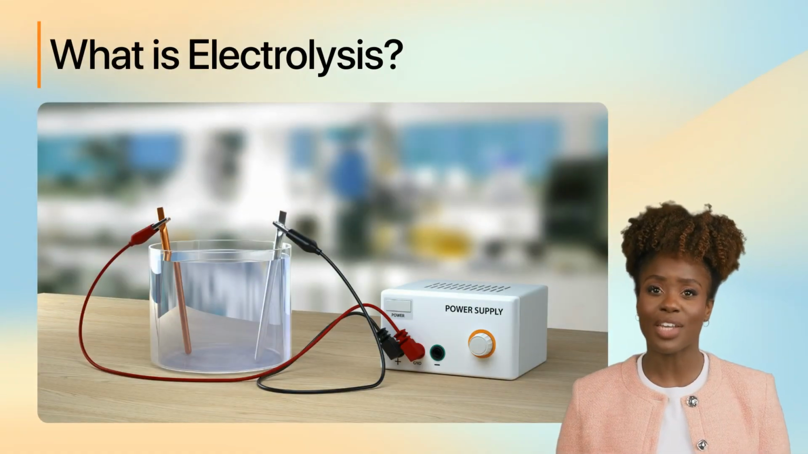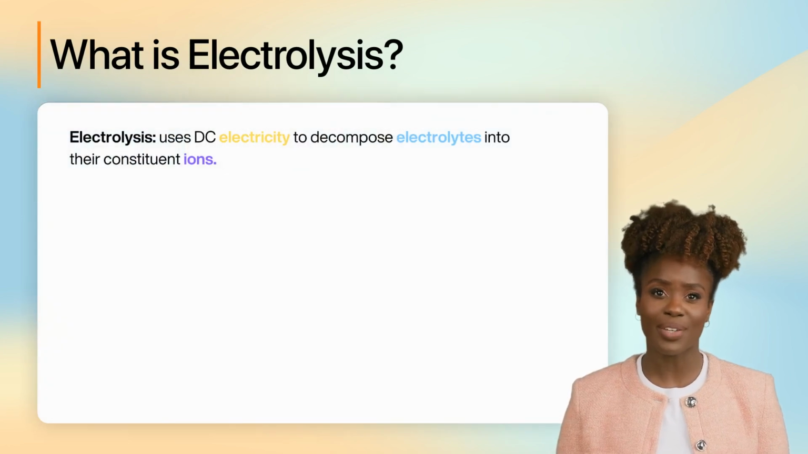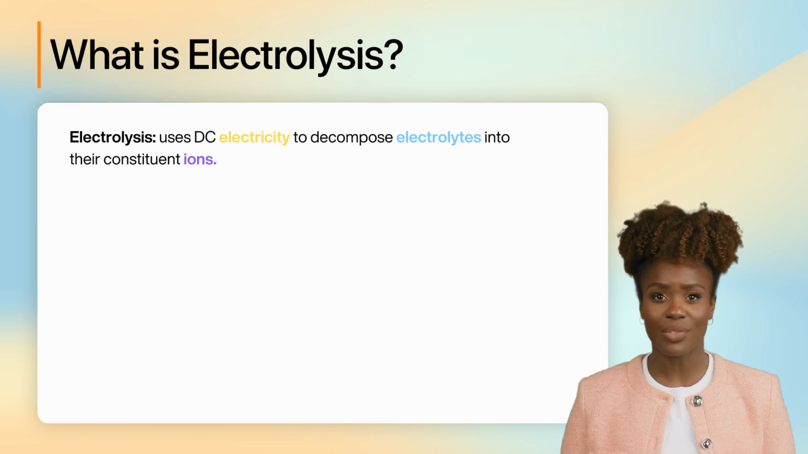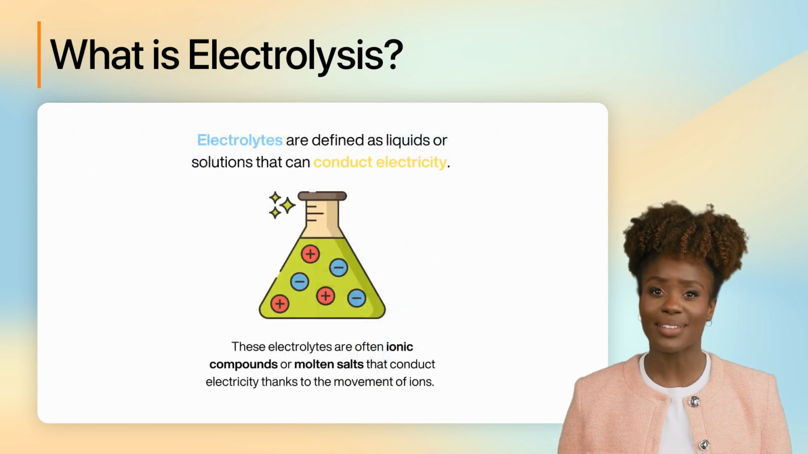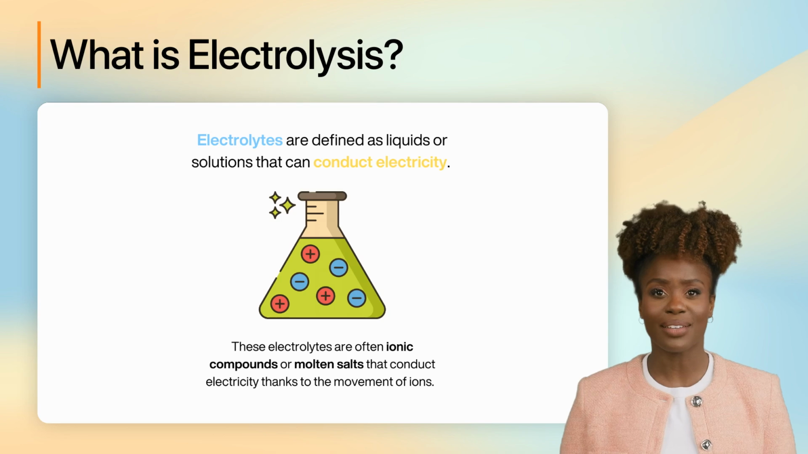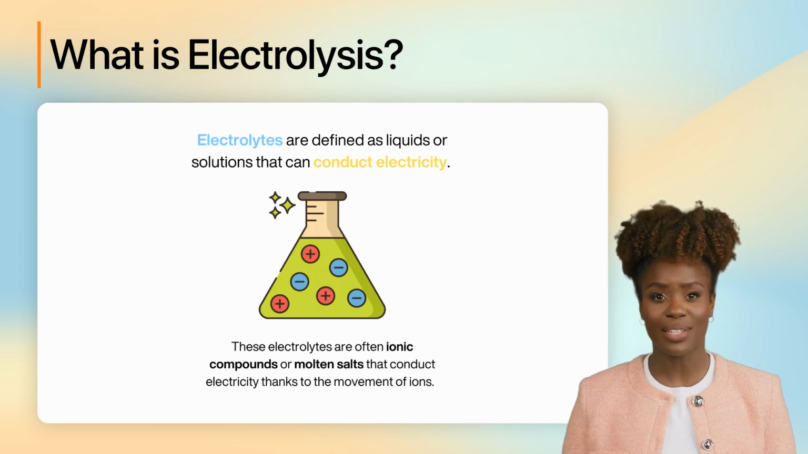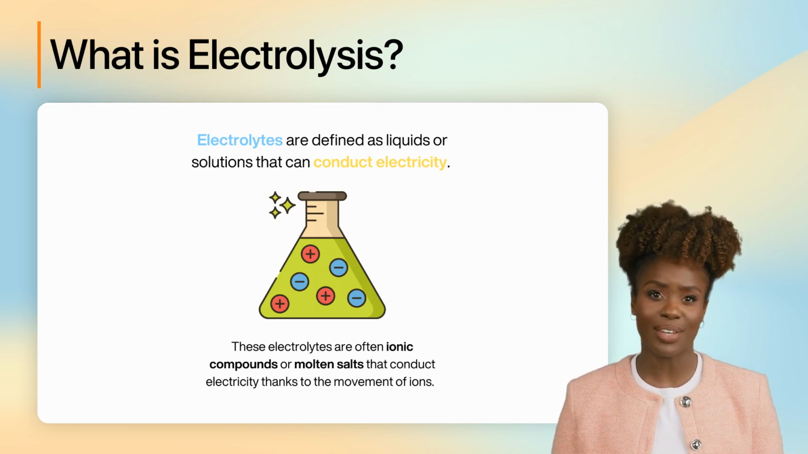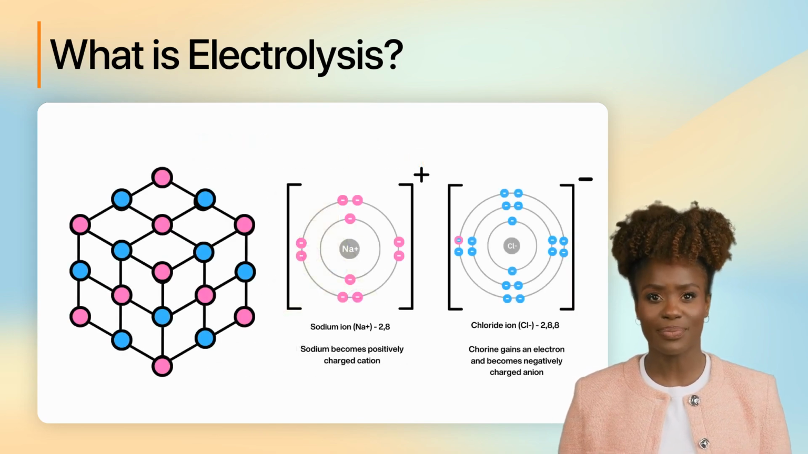Electrolysis is a technique that uses direct current, DC electricity, to decompose ion-containing solutions known as electrolytes into their constituent ions. Electrolytes are defined as liquids or solutions that can conduct electricity. These electrolytes are often ionic compounds or molten salts that conduct electricity thanks to the movement of ions. For example, sodium chloride is a strong electrolyte.